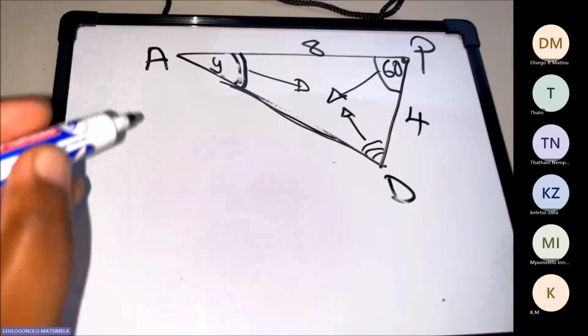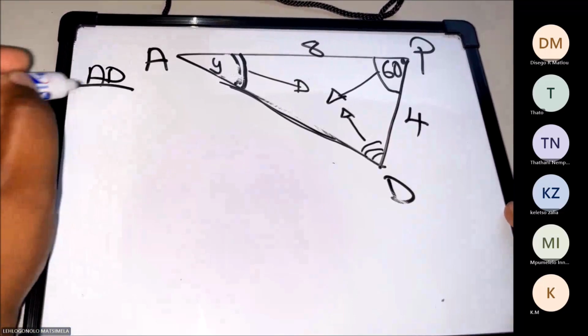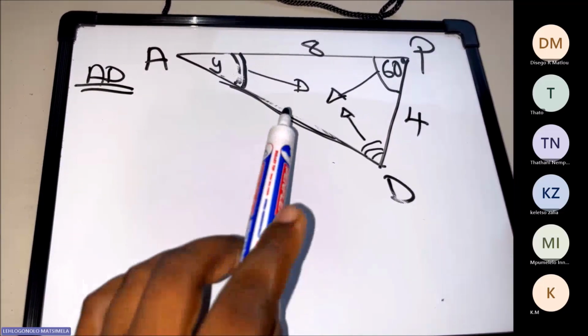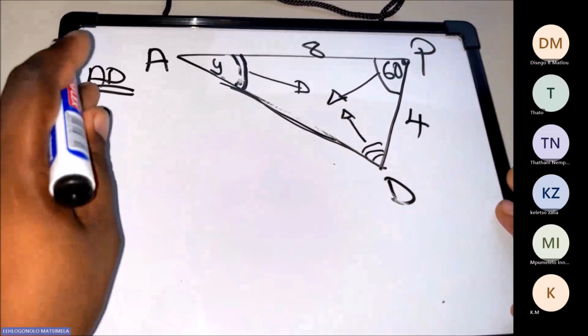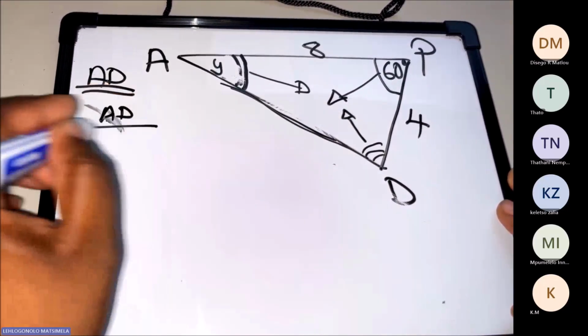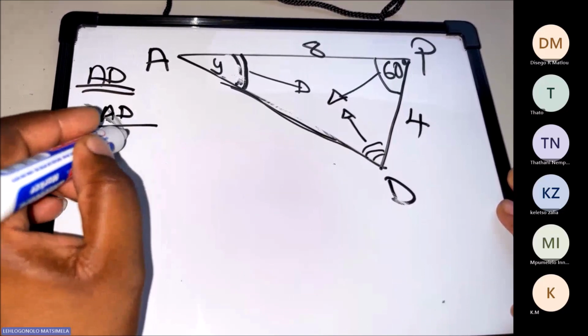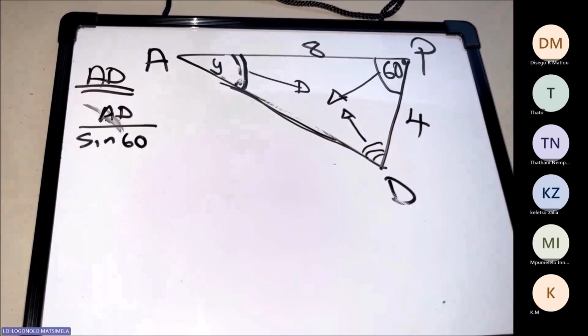Okay, the aim is to find AD. But AD is opposite to sine 60. So which means we have AD opposite to angle sine 60. It can work for us. Maybe we can use it later. If we are to use it like this, we only have one angle.